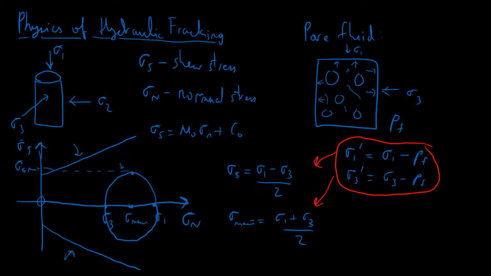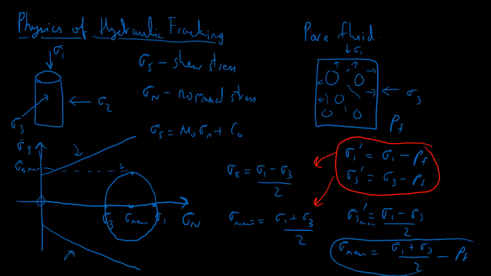So for sigma s prime, we're going to get sigma 1 minus sigma 3 over 2. This is sigma s max. And sigma mean now becomes sigma 1 plus sigma 3 over 2 minus PF. Now this minus PF is important because now if we bring this equation into the Mohr stress diagram, we see that sigma m moves to the left by the amount of PF.